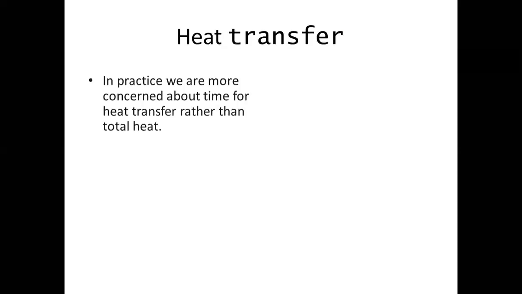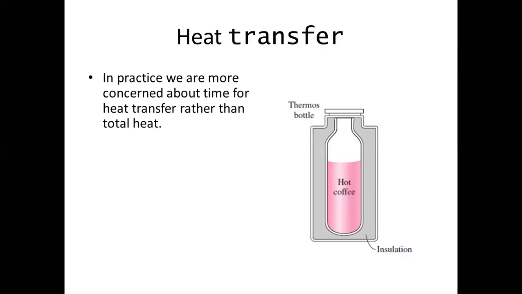Now we will move to heat transfer. We will take an example of heat transfer. We have designed a thermos flask. In that, hot coffee is kept and it is surrounded by insulation. What is the purpose of the flask? To maintain the temperature. If the initial temperature of the coffee is 90 degrees centigrade, we have to maintain that temperature. But practically this is not possible. After a certain time, its temperature will reduce, obviously.